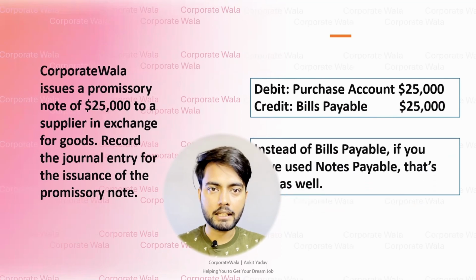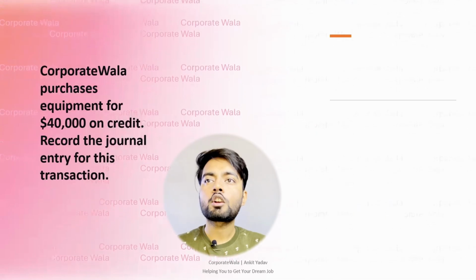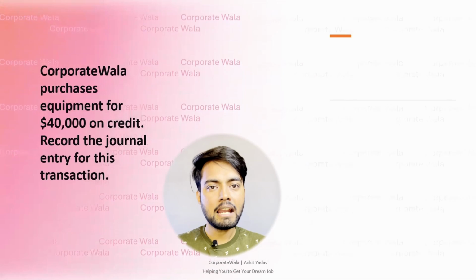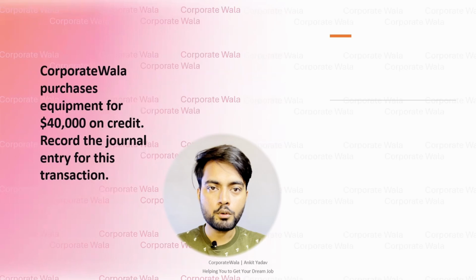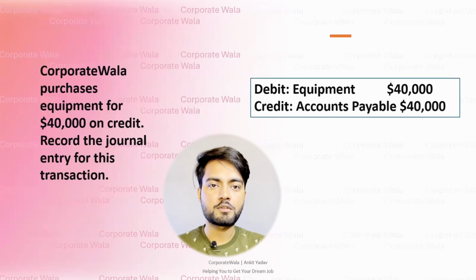All those are correct. Moving ahead, now let's talk about our next journal entry, which is: Corporate Wala purchases equipment for $40,000 on credit and we need to record this journal entry. Whenever you buy any equipment, it will increase your assets, but because you are buying it on credit, it will not impact your cash, but it will create a current liability for you. So your entry would be equipment account debit to accounts payable account by $40,000. I hope till here everything is clear to you.